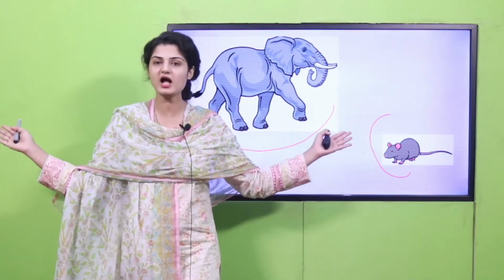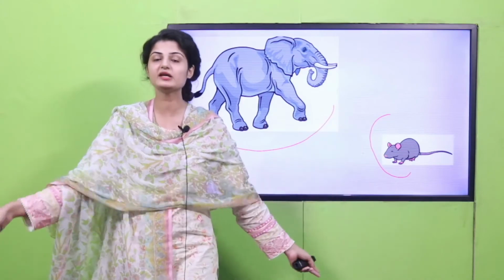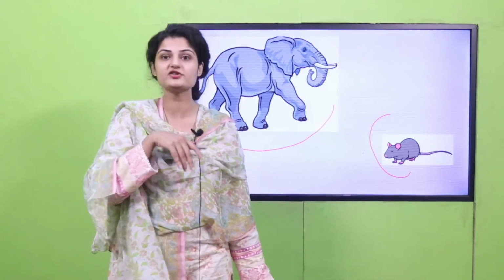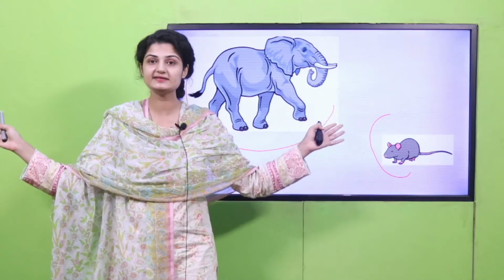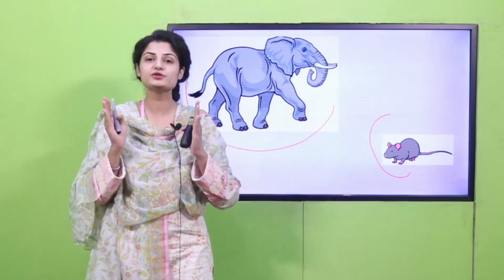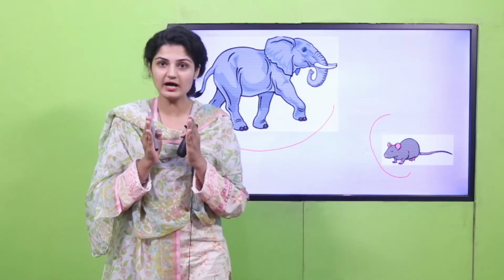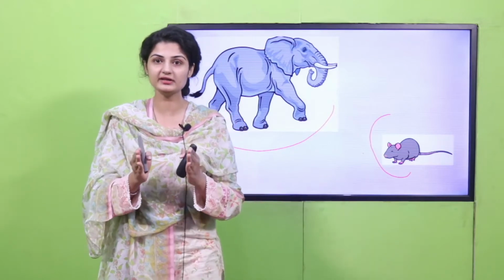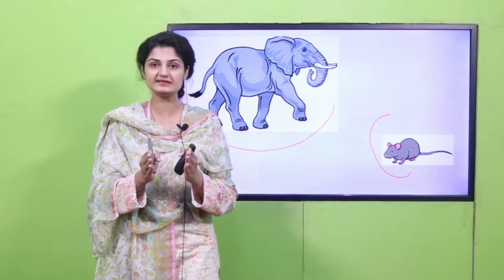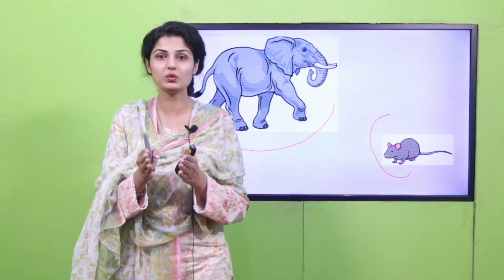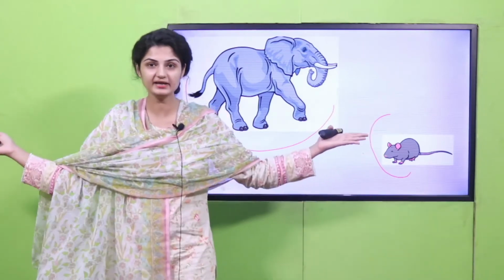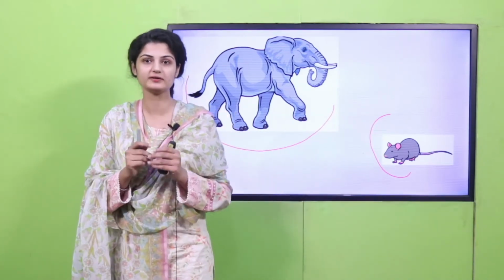Now expand your hands like an elephant. Make your hand and use it like a trunk. Expand your hands like an elephant and you can squeeze your arms, make the distance small, and you can say the words big and small.